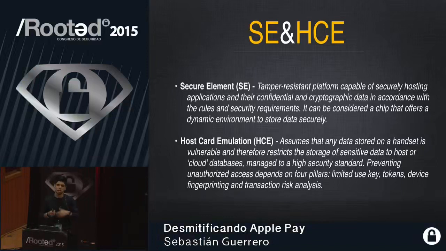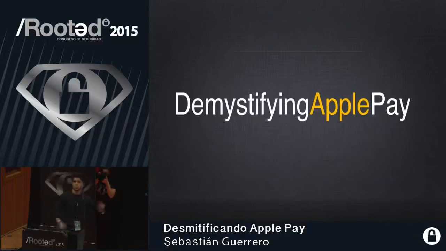Preventing unauthorized access depends on 4 pillars. First, limited use keys. Second, tokens, which we'll see, but basically a token is like a fake credit card which substitutes the real one used by the user. Thirdly, we have a double authentication layer, which in the case of Apple Pay is the device fingerprint. And fourthly, monitoring of the network to check that everything is done correctly, with transaction risk analysis.